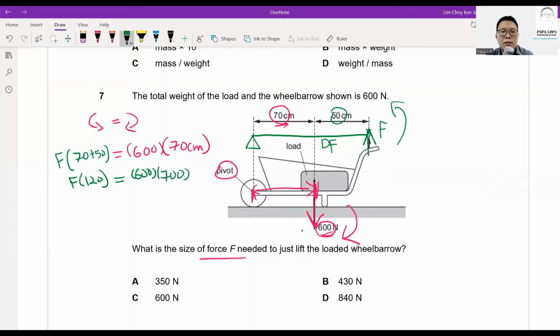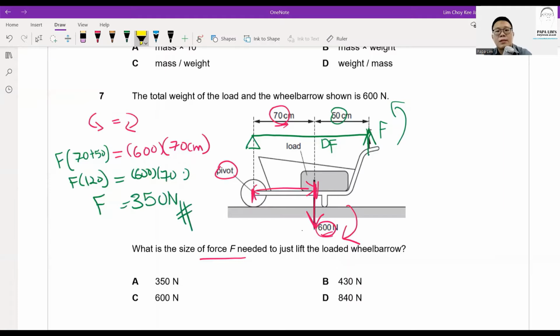So you do a simple 70 cm, sorry, not 700. So if you look at the math, you will solve for F, and you'll find that F will be actually, question 7, answer A, so it will be 350. Yes, I'm right. It will be 350 Newton.